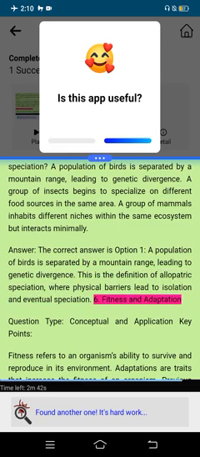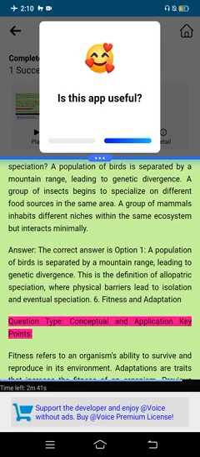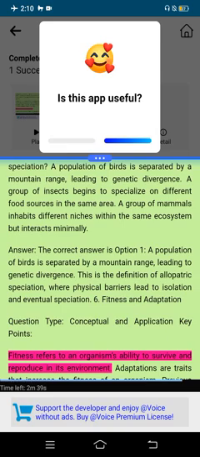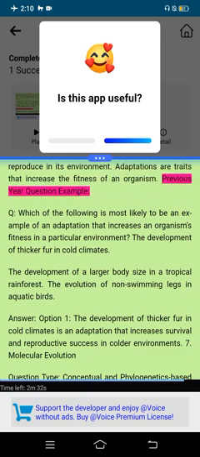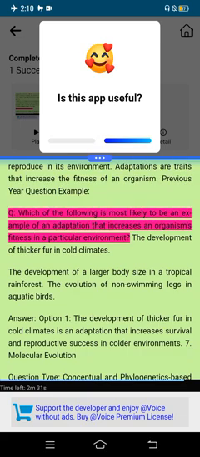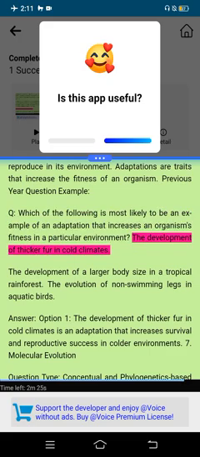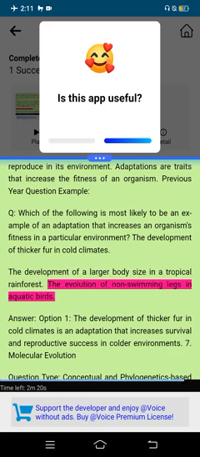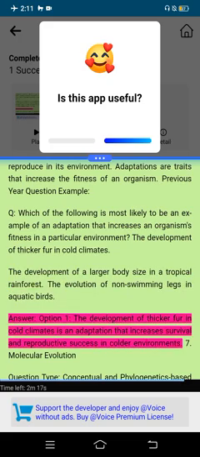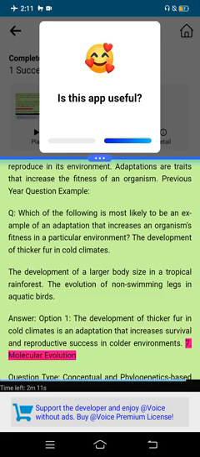6. Fitness and adaptation. Question type: conceptual and application. Key points: Fitness refers to an organism's ability to survive and reproduce in its environment. Adaptations are traits that increase the fitness of an organism. Previous year question example. Q. Which of the following is most likely to be an example of an adaptation that increases an organism's fitness in a particular environment? Option 1: The development of thicker fur in cold climates. Option 2: The development of a larger body size in a tropical rainforest. Option 3: The evolution of non-swimming legs in aquatic birds. Answer. Option 1. The development of thicker fur in cold climates is an adaptation that increases survival and reproductive success in colder environments.